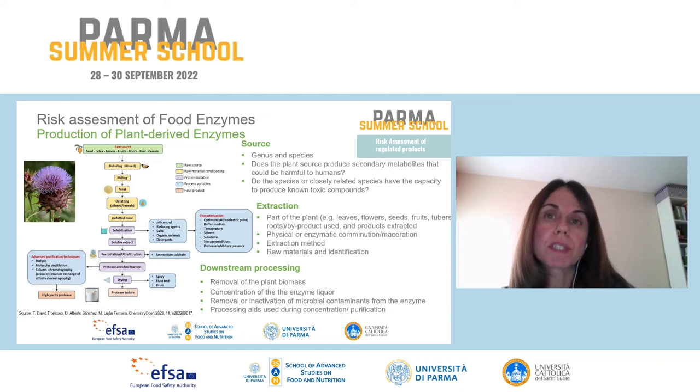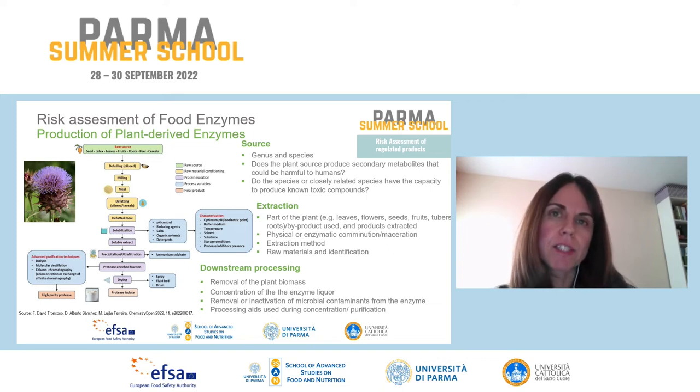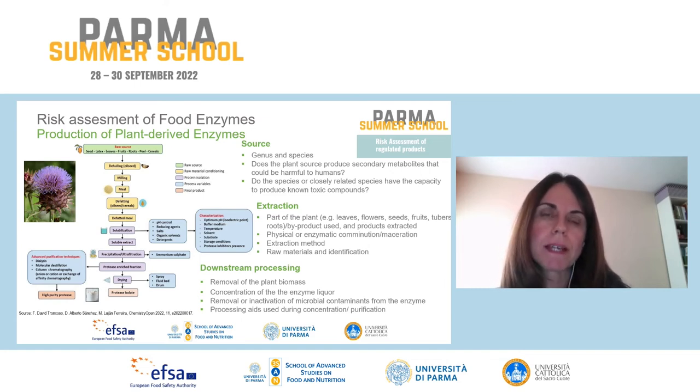Regarding the downstream processing, as for microbial enzymes, we need the specific procedures on how the plant biomass and products are removed after extraction, and also the methods used to concentrate the enzyme liquor, and to remove or inactivate microbial contaminants, plus all processing aids used during this purification process. Here, we see a diagram that shows a specific production process for the obtention of proteases from plant sources, and basically it has the same extraction and different steps of the downstream processing.